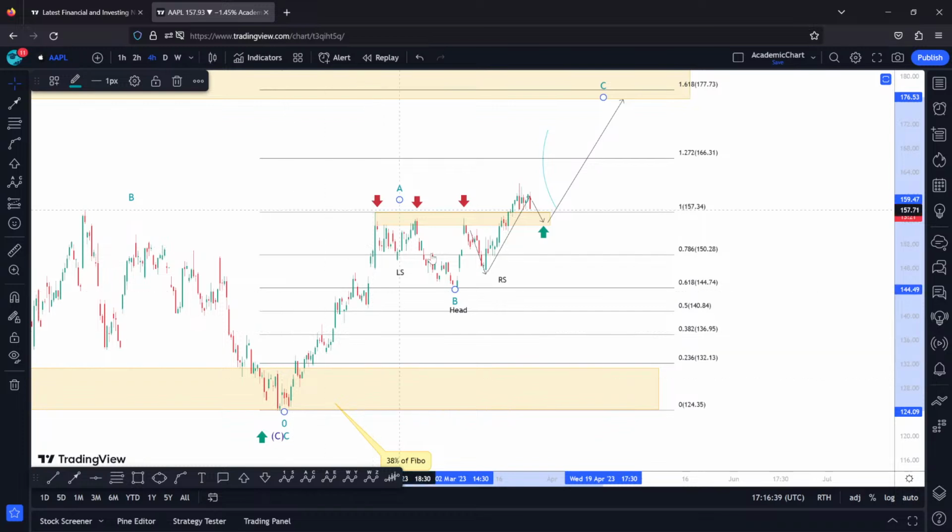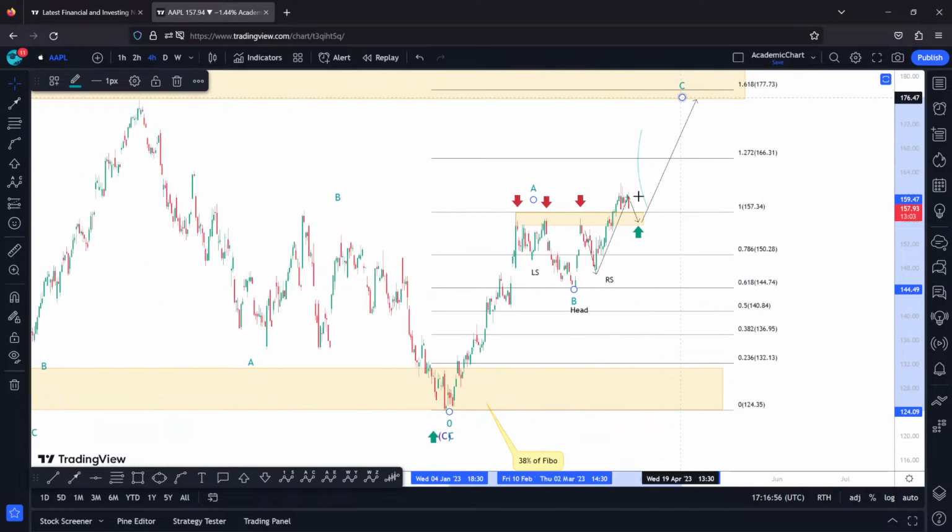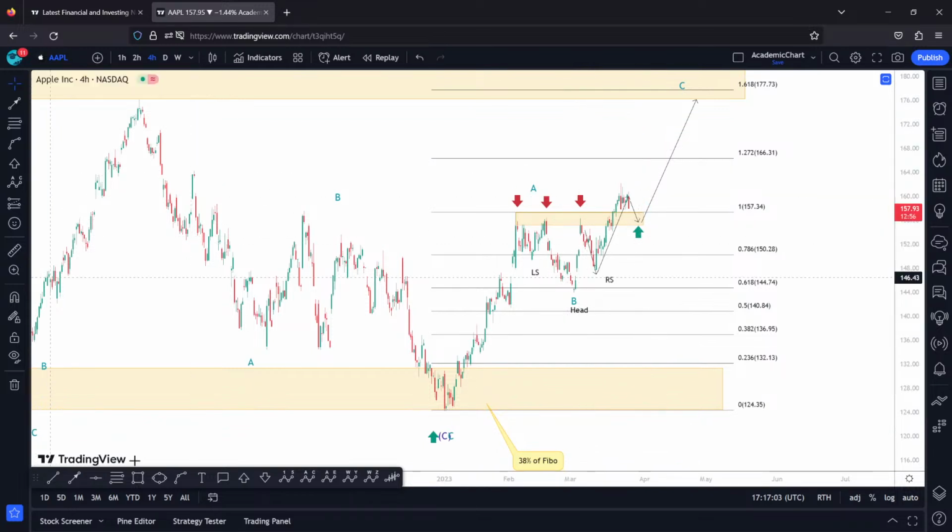So this, as A, B, we can see that it has now been reversed. And yes, the 161 as the third wave, which here is C, might be possible to move up to. But also we can see the head and shoulder pattern. If I remove these, and maybe I need to draw it more accurately to the bottom of this one.